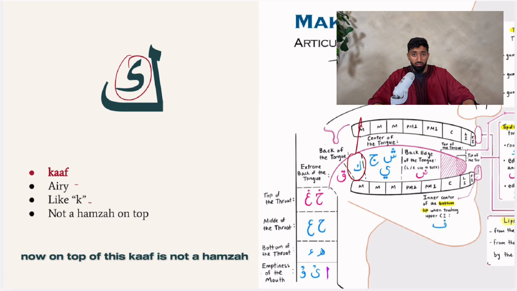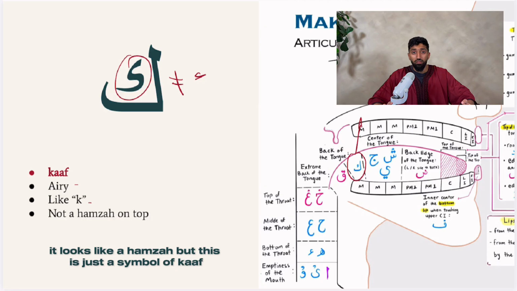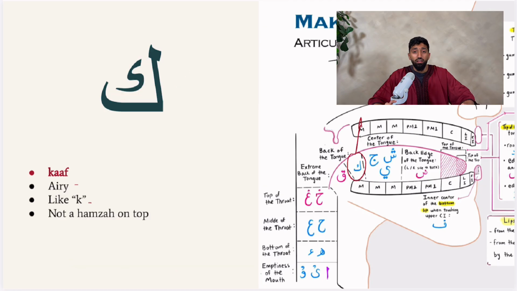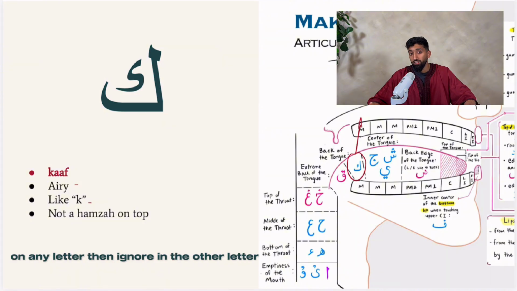Now on top of this kaf is not a hamza. It looks like a hamza, but this is just a symbol of kaf. And I only bring that up because I said earlier that if you see hamza anywhere on any letter, then ignore the other letter and just treat it like a hamza, but this is not the case with kaf.